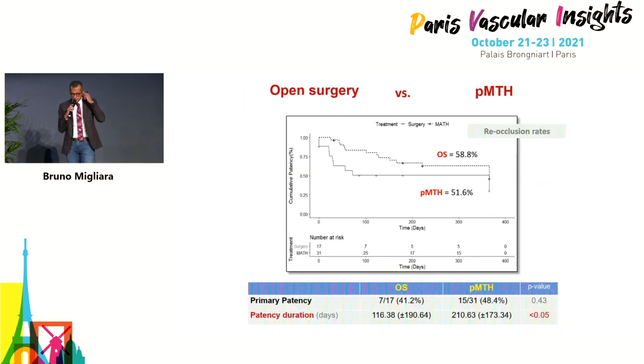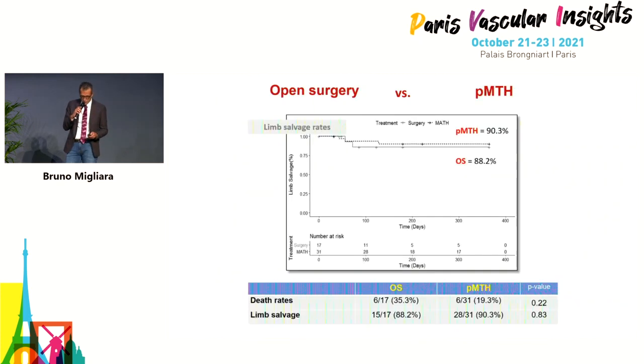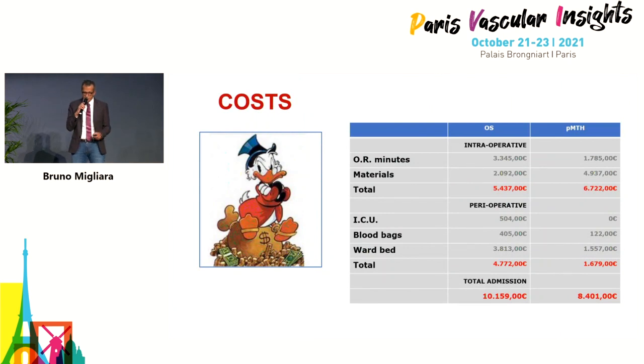During follow-up, no differences considering the reocclusion rate. The reocclusion rate is quite acceptable and completely in line with literature data when we consider redo bypass surgery or the use of local thrombolysis. The only difference is in patency duration, because this is significantly longer after Rotarex use. Again, considering the follow-up, no differences in death rate or limb salvage rate, and this is quite good, around 90% in both groups. The last part of my presentation of my paper is dedicated to the cost evaluation.